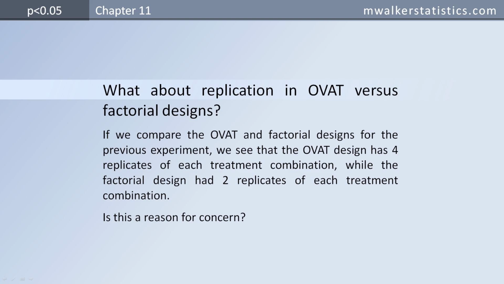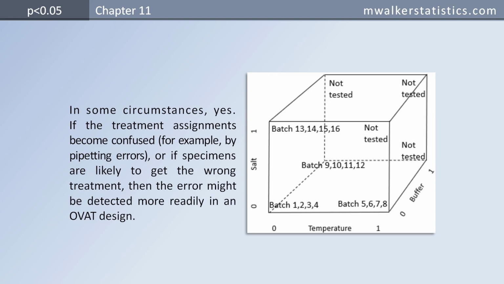What about replication in OVAT versus factorial designs? If we compare the OVAT and factorial designs for the previous experiment, we see that the OVAT design has 4 replicates of each treatment combination, while the factorial design had 2 replicates of each treatment combination. Is this a reason for concern? In some circumstances, yes. If the treatment assignments become confused, for example, by pipetting errors, or if specimens are likely to get the wrong treatment, then the error might be detected more readily in an OVAT design.